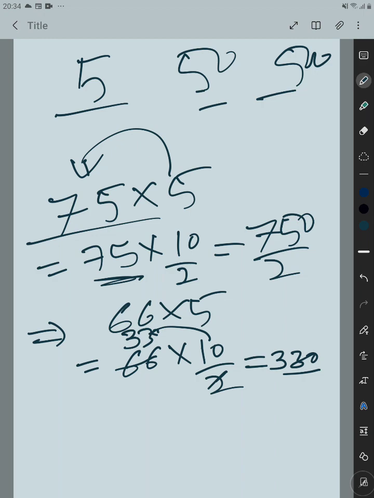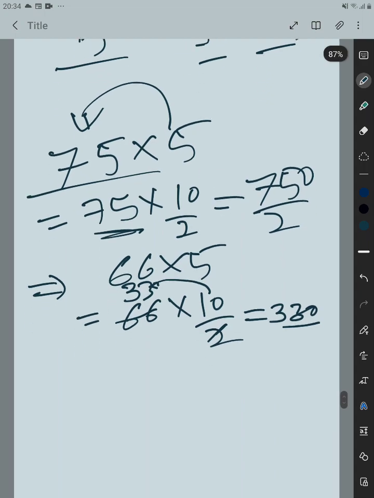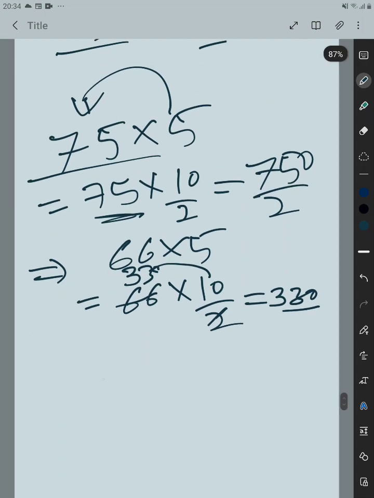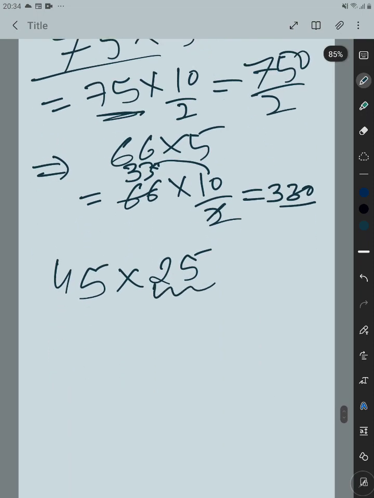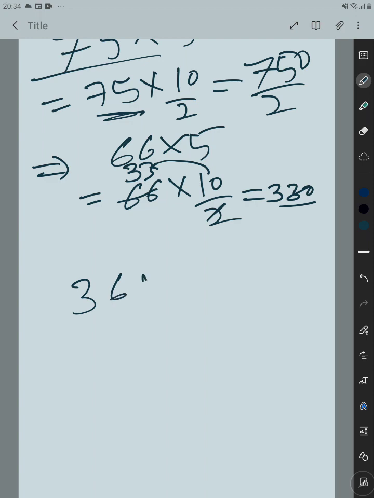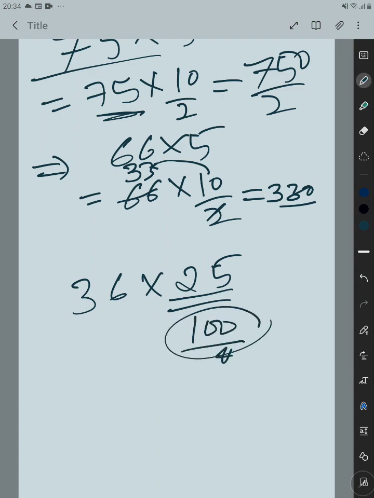Okay, now let's take another number. Let's take 45, and you are multiplying by 25. Okay, so 25, what can you write, just a minute, let's take another example, it will not be that easy. So let's say 36, and you are multiplying by 25. So 25 can be written as 100 divided by 4. Okay, we can write it easily.